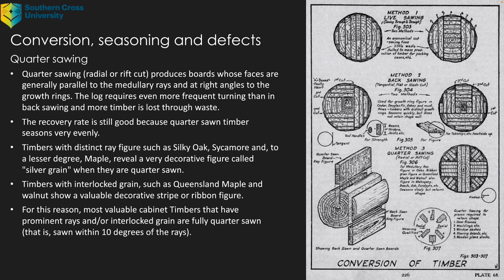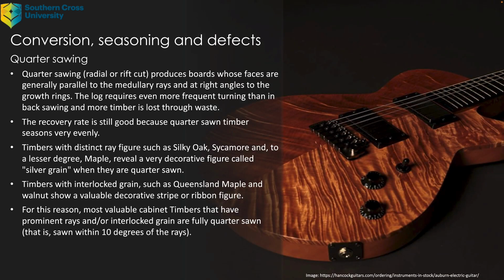Timbers with distinct ray figure, such as silky oak, sycamore, and to a lesser degree maple, reveal a very decorative figure called silver grain when they are quarter sawn. Oak in particular has this feature. Timbers with interlocked grain, such as Queensland maple and walnut, show a valuable decorative stripe or ribbon figure, as you can see in this Australian-made guitar here. For this reason, most valuable cabinet timbers that have prominent rays and or interlock grain are fully quarter sawn. That is, sawn within 10 degrees of the rays.